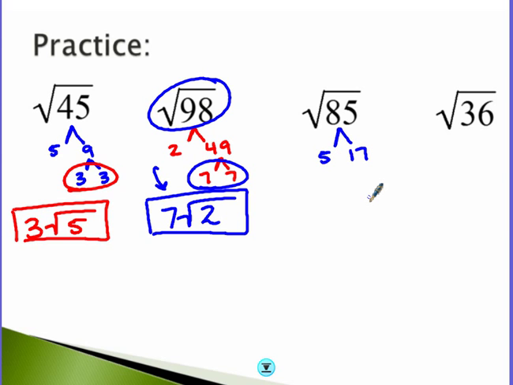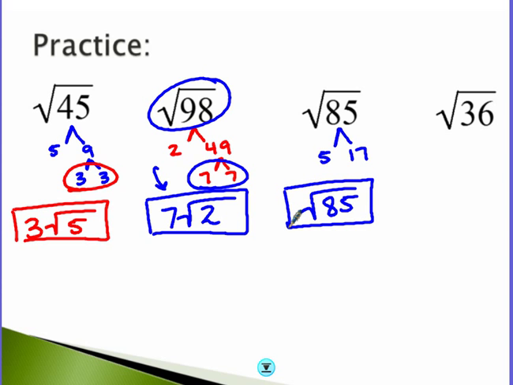Okay? Now here's a little special situation. I can't break up 5. I also can't break up 17 either. They're both prime. So I can't break up anything. And so there's no buddies, right? I can't take anyone outside. There's no buddies. So all I have to do is leave both of these guys inside. So 5 times 17 is just square root of 85. I cannot simplify that anymore.